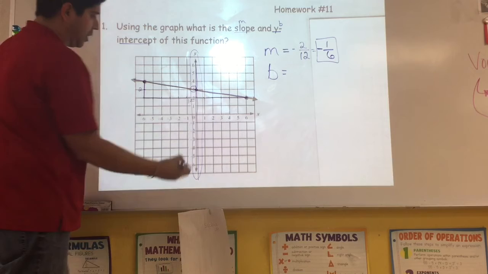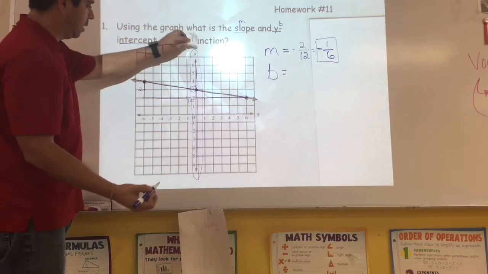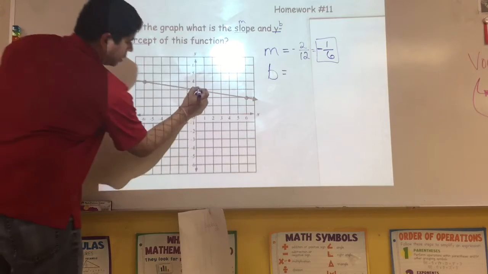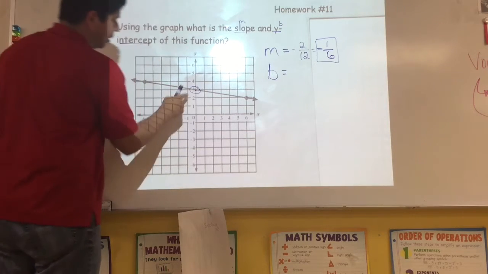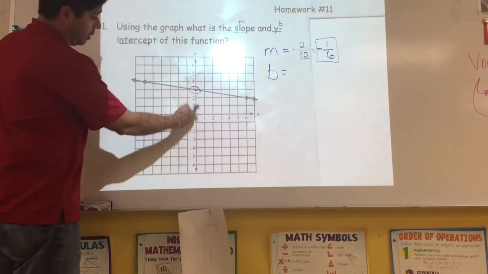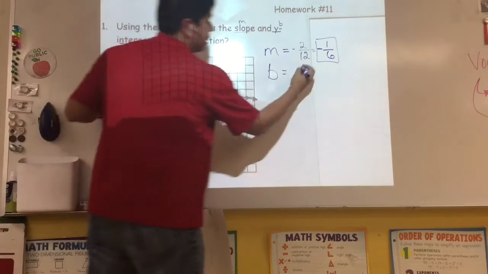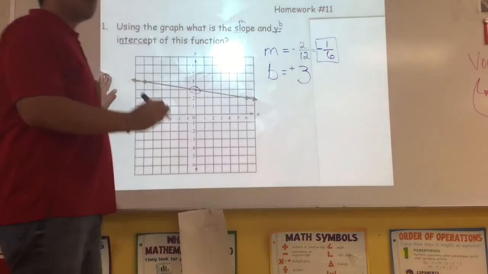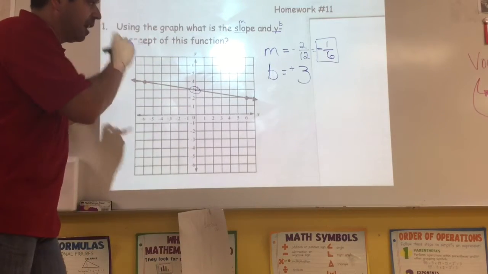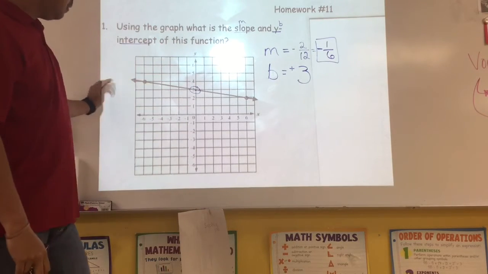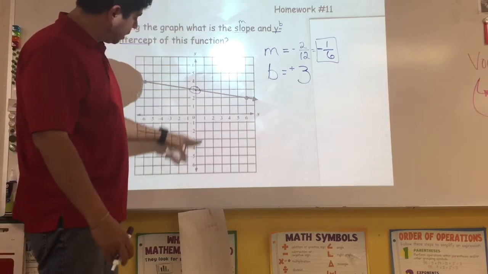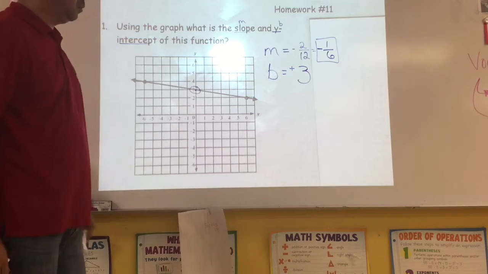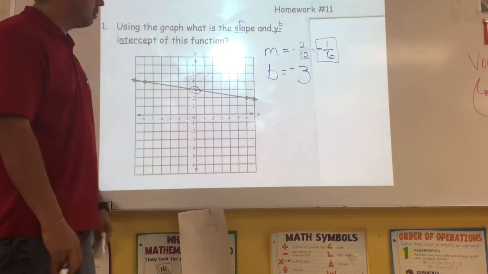So that's where it crosses. Okay, it's at this number here. I know it's a lot of mess there, but it crosses right there at that point, and that point is 3 because it goes up 3, right? So it's on 3, so my y-intercept is 3. If you want to put a positive, you can put a positive, it doesn't matter, okay? You don't have to. If it was negative down here, if it crosses down here somewhere, then yeah, you would have to put the negative sign. But since it's positive, you don't have to put a positive 3, you can just leave it as 3.